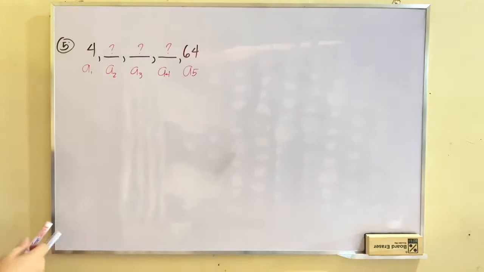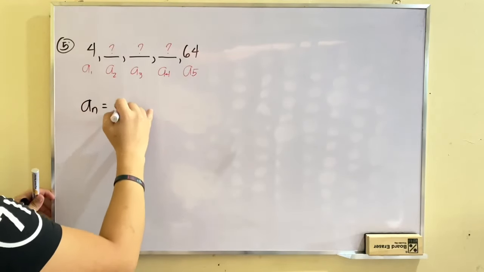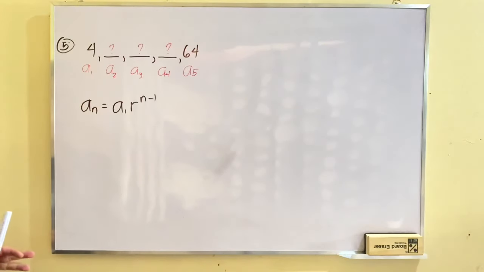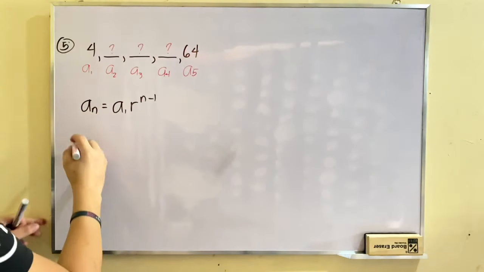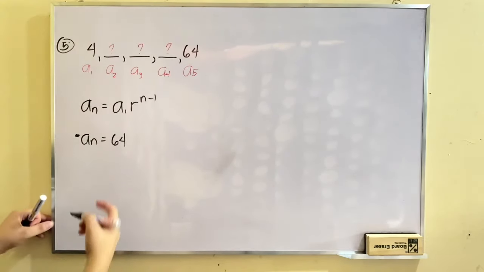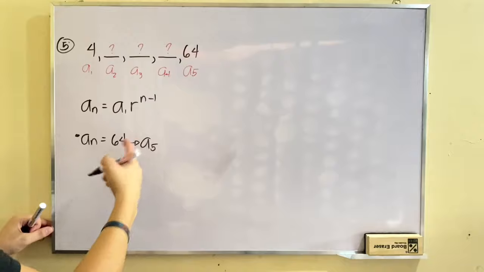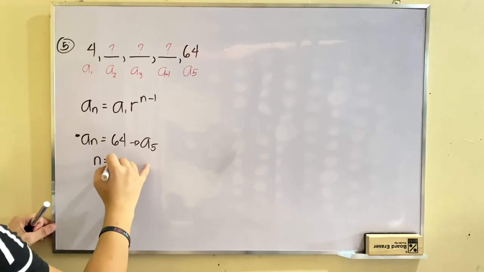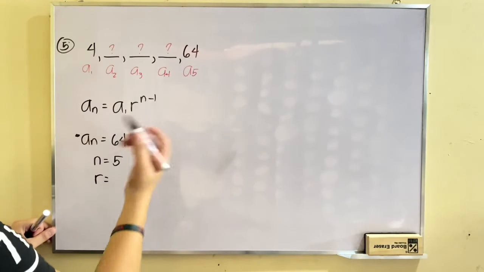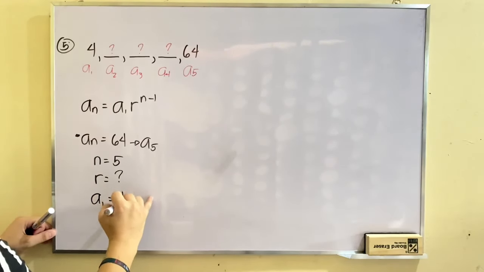Diyan ulit natin ipapasok yung ating formula for geometric sequence, which is a sub n is equal to a sub 1 r raised to n minus 1. Ano ang ating a sub n? So, ang maaari nating magamit na a sub n is 64, which is siya din yung ating a sub 5. Therefore, kung siya yung ating a sub 5, n is equal to 5. Pinalitan lang natin. Next, ano yung common ratio? So, wala tayong common ratio. Yan yung nawawala. A sub 1 is 4.